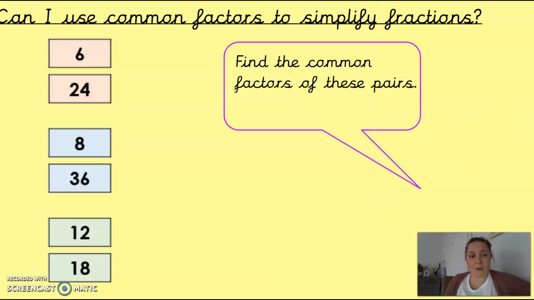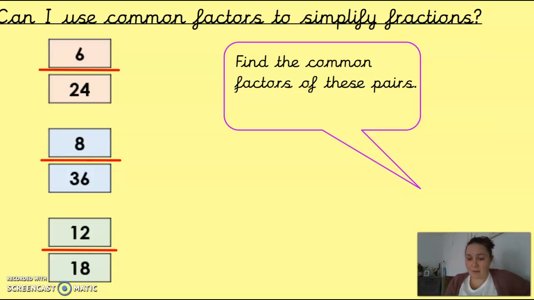So that brings me on then to using common factors to simplify fractions. If I'm looking at these numbers here as fractions, 6/24, 8/36, 12/18, I can use a common factor to divide by to make the numerator and denominator smaller but keep an equivalent fraction. As long as you divide by the same number, your fraction will be equivalent.